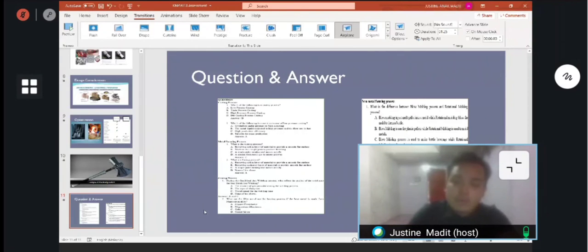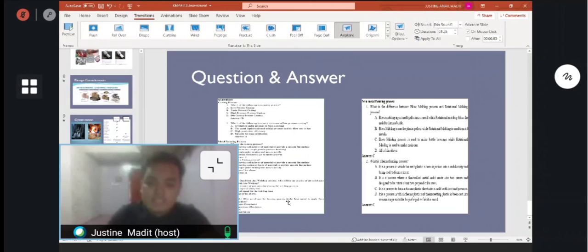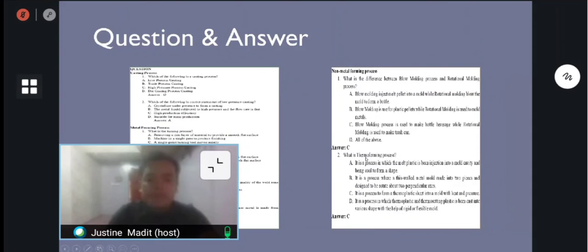Then we go to the non-metal forming process. What is the difference between the blow molding process and the rotational molding process? The answer is C. The blow molding process is used to make beverage bottles, while rotational molding is used to make trash cans. What is the thermoforming process? The answer is a process to form a thermoplastic sheet into a mold with heat and pressure.